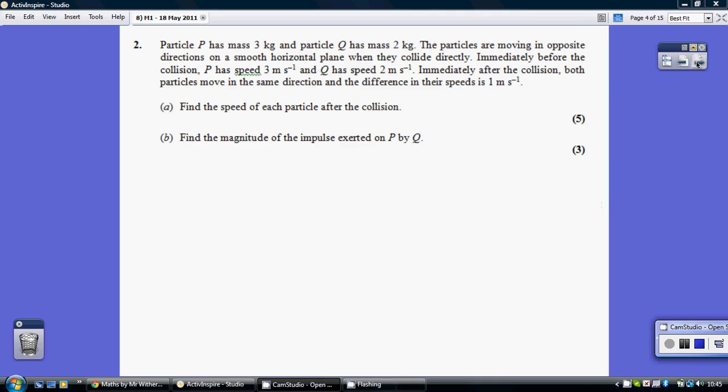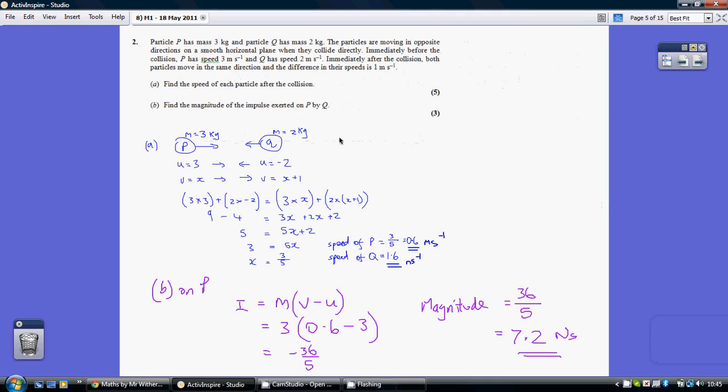Question 2. Well, this question's not too bad once you've gathered your thoughts on this final sentence. Immediately after the collision, both particles move in the same direction and the difference in their speed is 1 meter per second. So you've really just got to gather your thoughts on this.